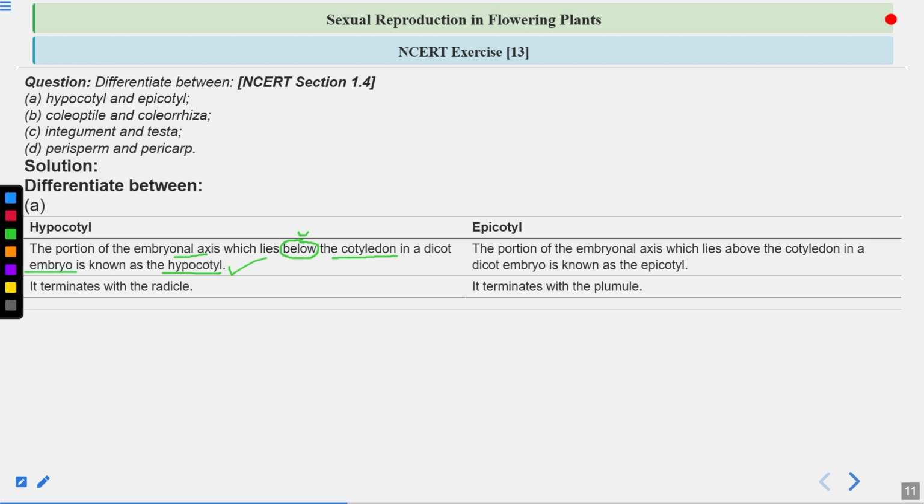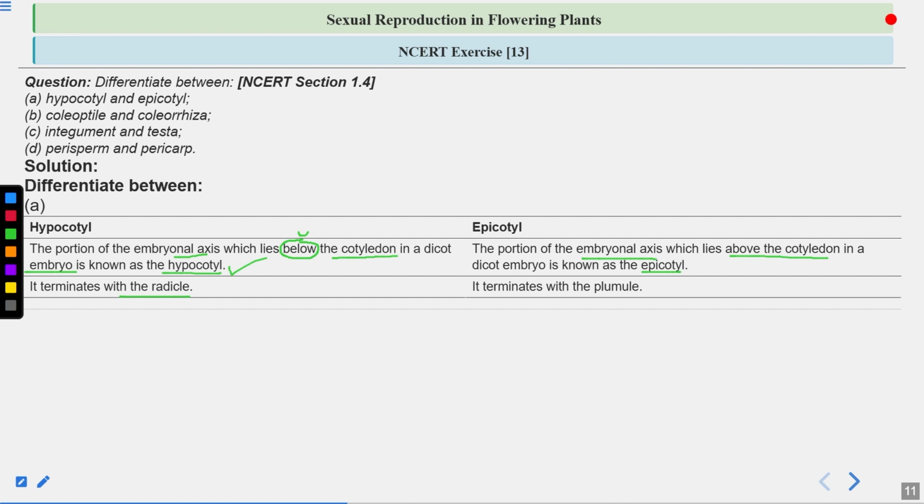And what is the epicotyl? The portion of the embryonal axis which lies above the cotyledon. Okay, you see the embryonal axis, and the part that is above the cotyledon on the embryonal axis, that is known as epicotyl in the dicot embryo. This is the first difference between the hypocotyl and epicotyl. The next difference: it terminates with the radicle.